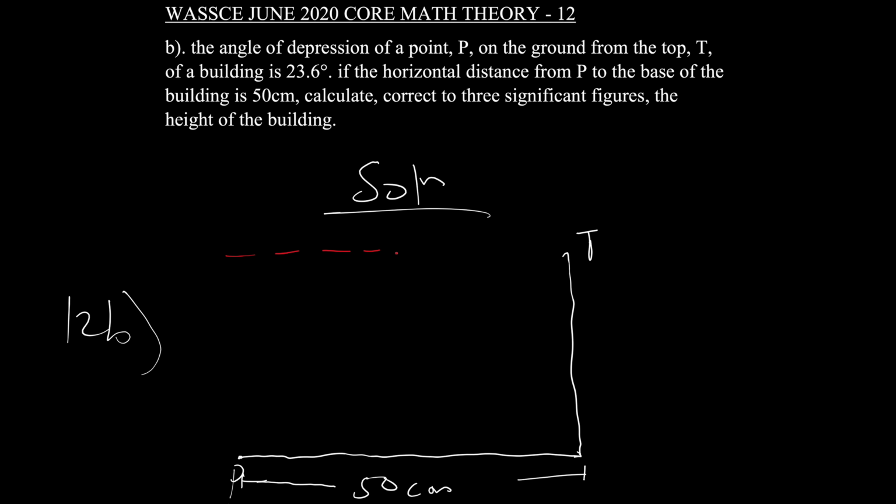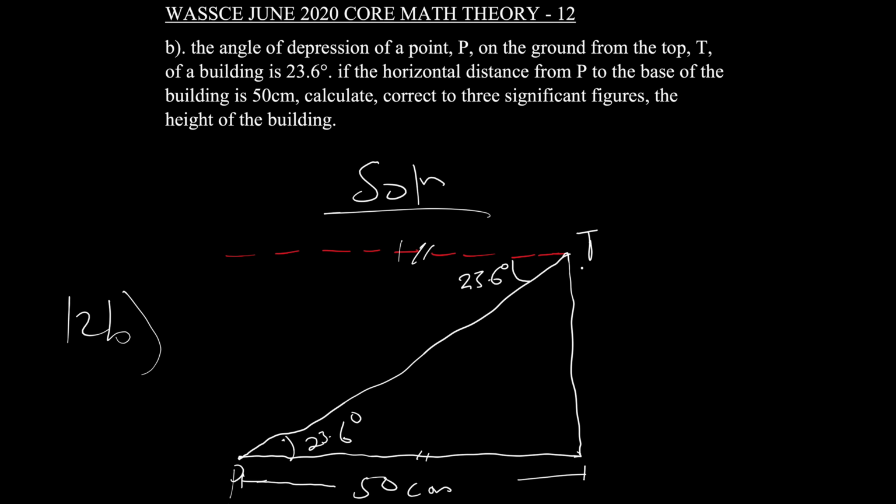So the human being at the top of the building has this eye level or eye view. When the human being looks down to the point P, that is what we call the angle of depression. The angle between the normal eye view and the eye view when looking down is 23.6 degrees. You know that this line is parallel to this line. So if this is 23.6, then this angle will also be 23.6 degrees.